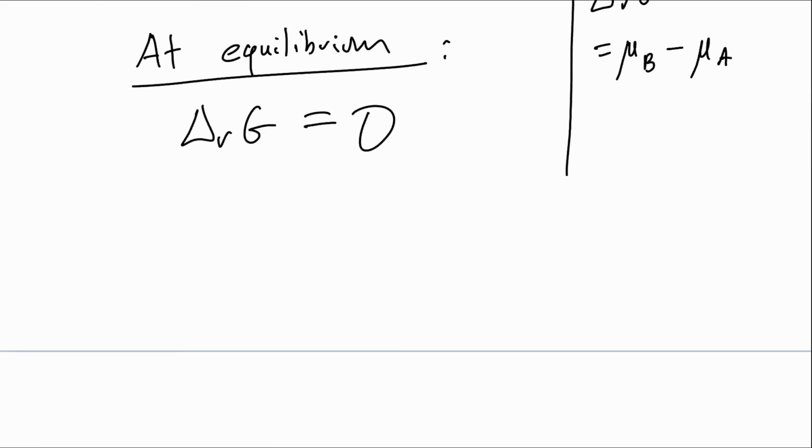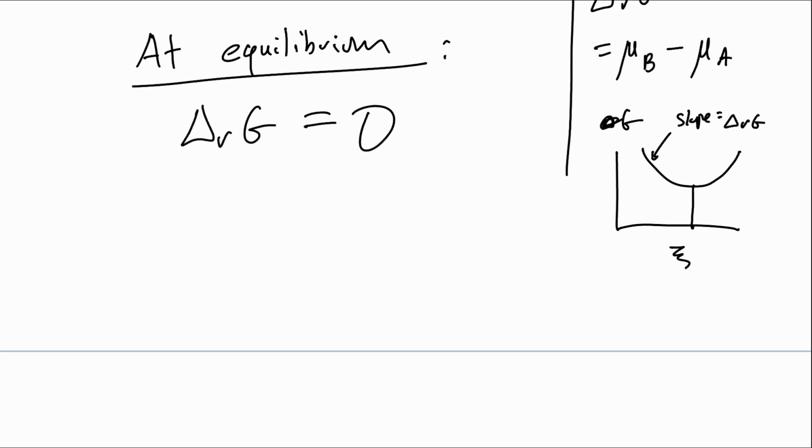And I'm just reviewing, I suppose, not a bad idea when exams are coming. Well, this is G as a function of C, right? And we have a situation like that, and the slope is delta RG. So if delta G of the reaction is negative, then we can go downhill by converting reactant into product. If delta RG is positive, we can decrease the Gibbs free energy of everything by going backwards.